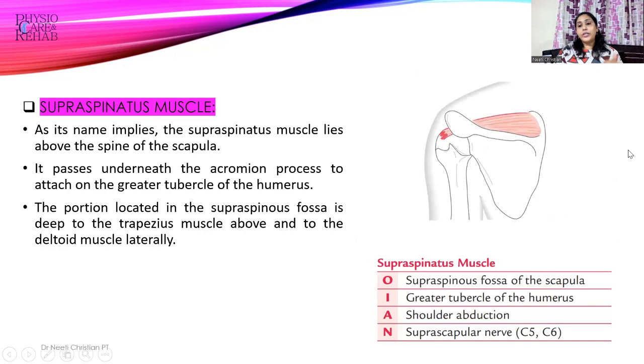If you see each muscle in the image here, this muscle is the supraspinatus. It lies above the spine of the scapula. It passes underneath the acromion process to attach to the greater tubercle of the humerus. The muscle belly is located in the supraspinatus fossa. It is not very superficial. It is deep to the trapezius muscle, and also the deltoid on the lateral side.